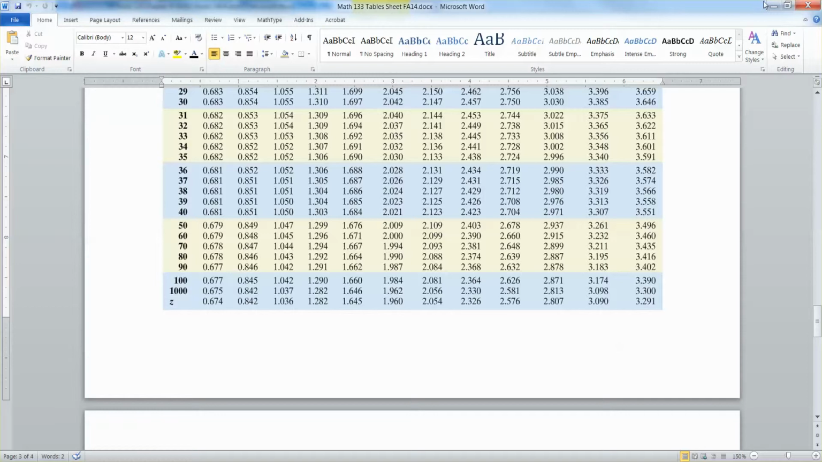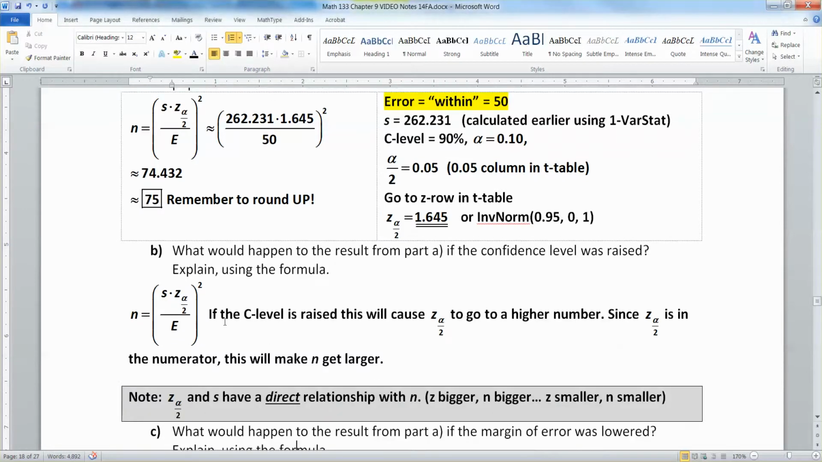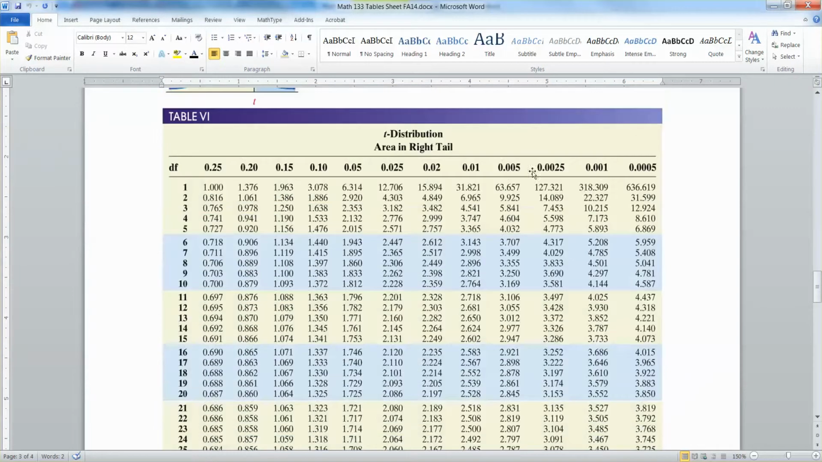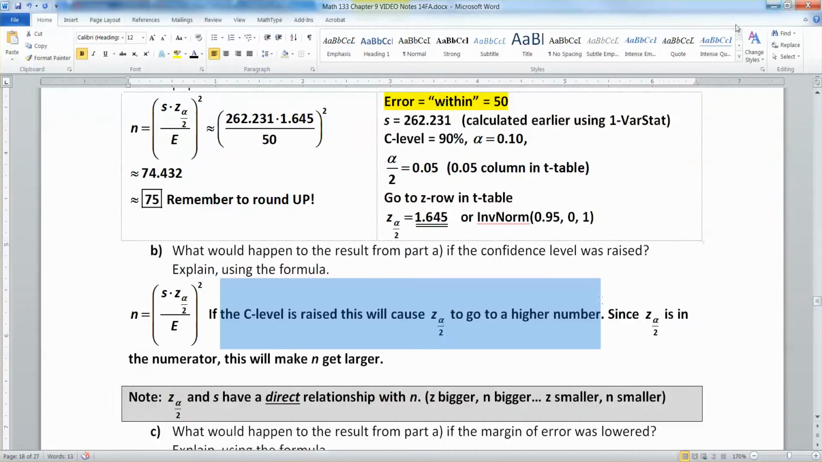And that would make the whole fraction get bigger because Z is in the numerator, which means Z has a direct relationship with N. So let me type all that up, one second. All right, there I have it typed up. If your confidence level is raised, that will cause your z-value to be a higher number. Remember from the table, higher numbers on the right, those are bigger confidence levels because they're smaller areas in the tail. So bigger confidence level makes bigger z-value.